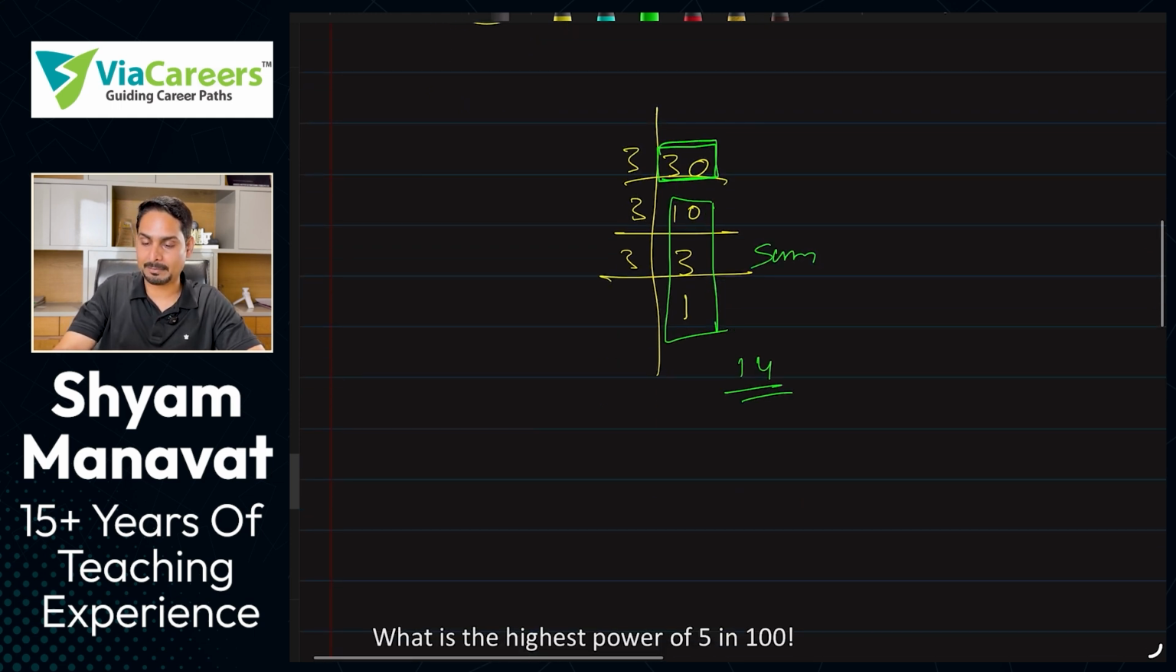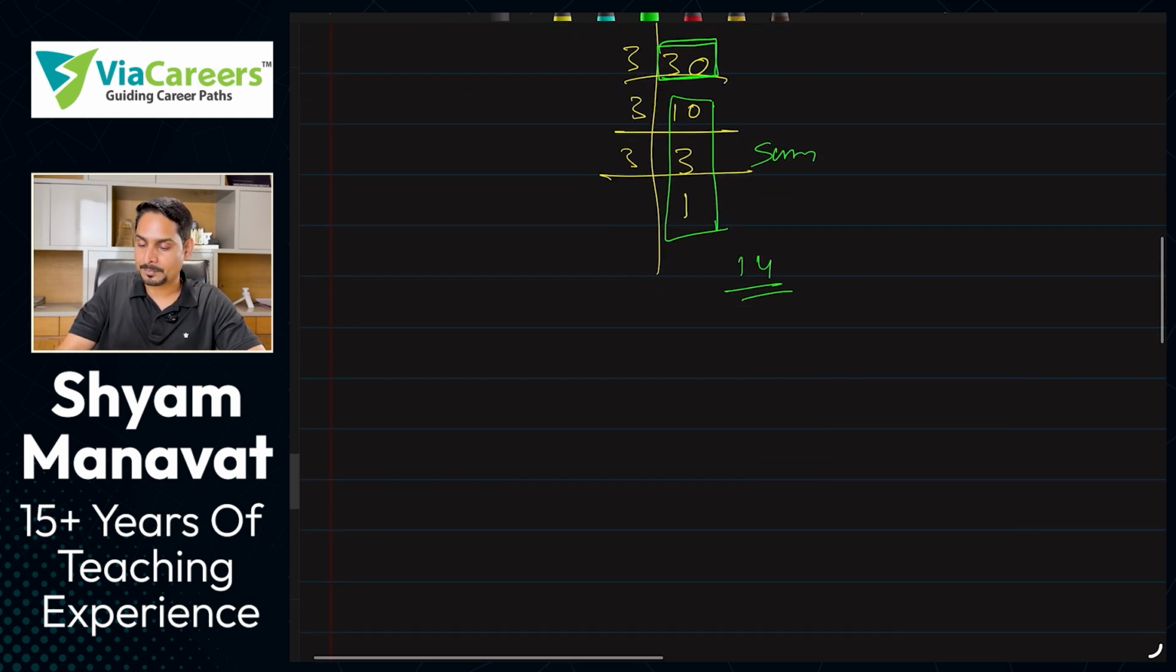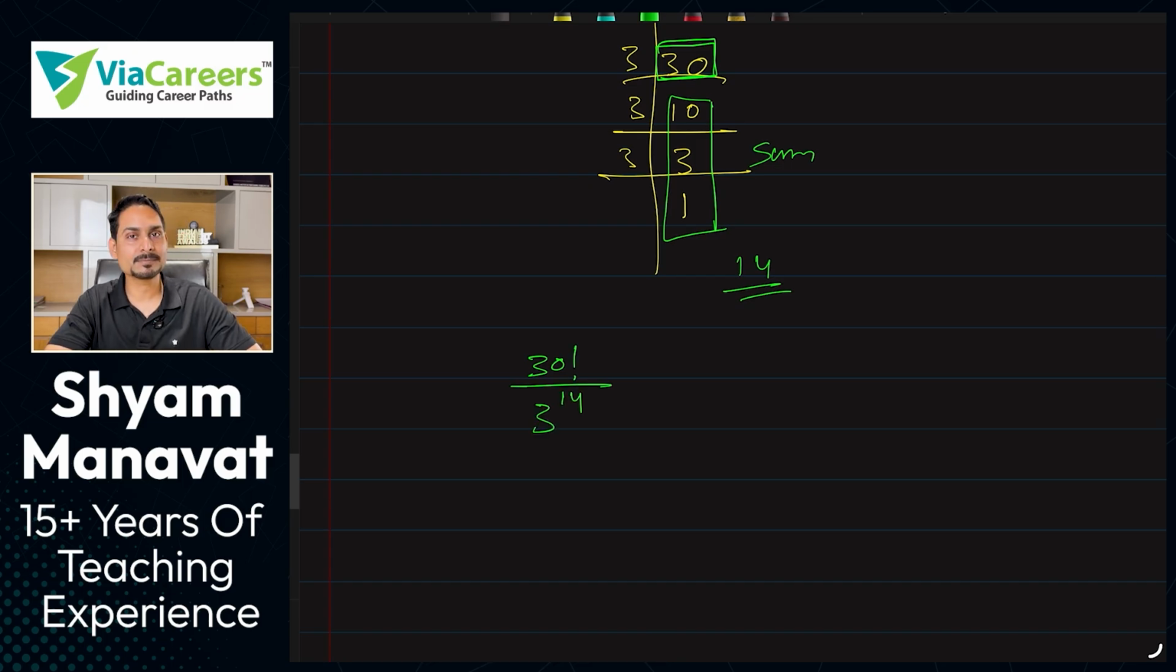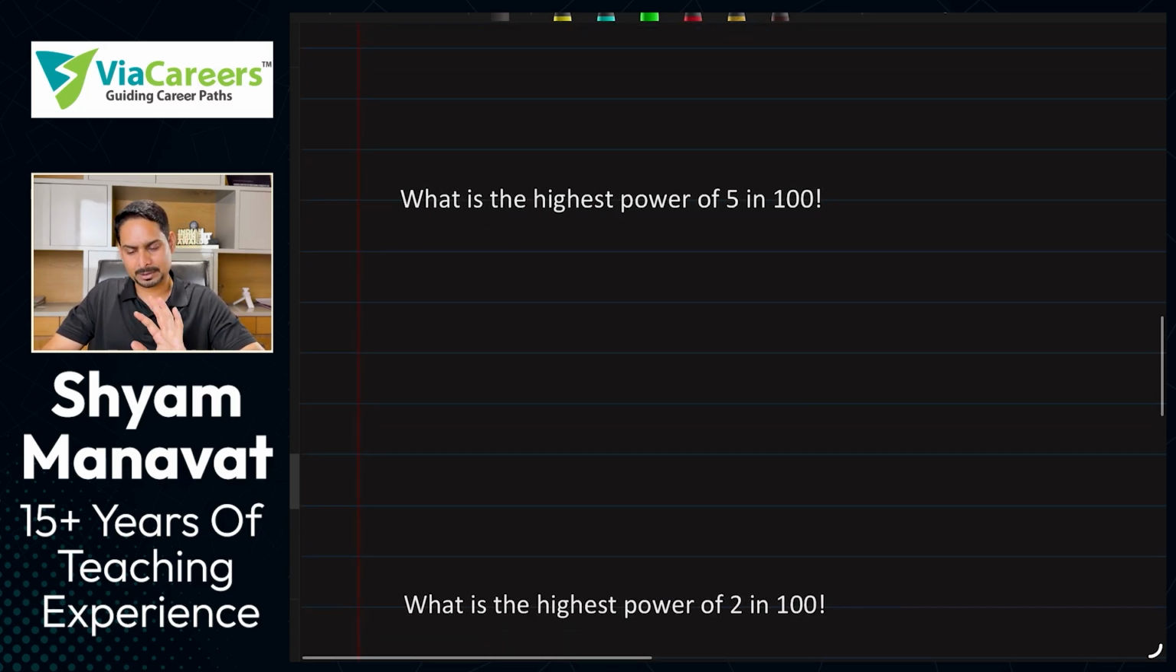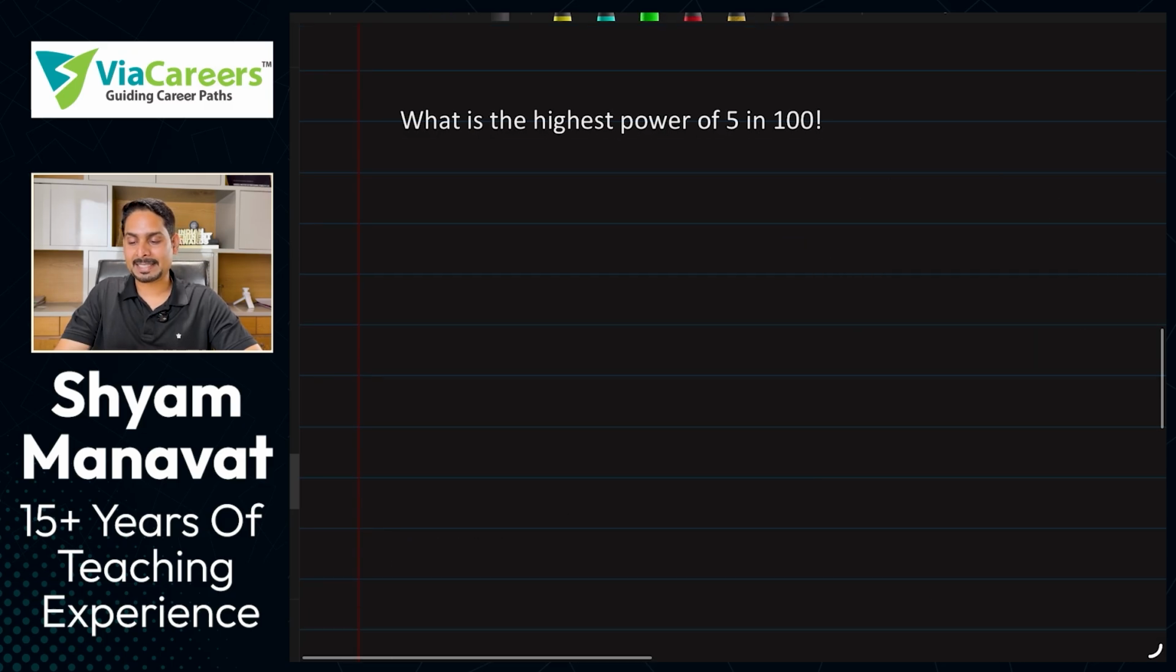What is the highest power of 3 in 30 factorial? That is 14. Easy है? बहुत easy. Factorial बहुत easy है. पूरे नंबर थ्योरी में आपको सबसे easy लगेगा. Okay. Next. What is the highest power of 5 in 100 factorial? Now pause this video and you try it by yourself.